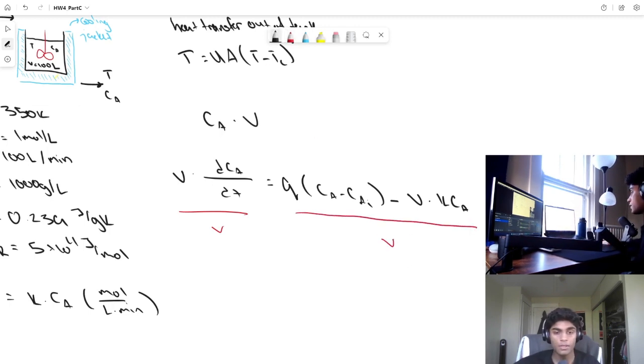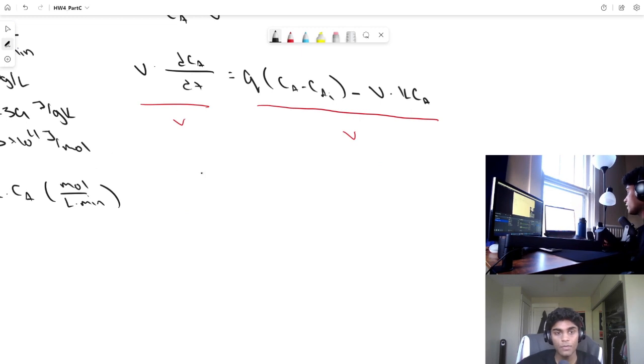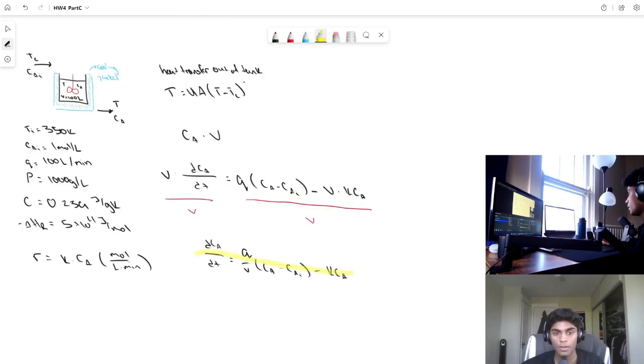Which will give us dC_A over dt is equal to Q over V times (C_A minus C_AI) minus k times C_A. And this is the first differential equation we'll be using to solve this problem.